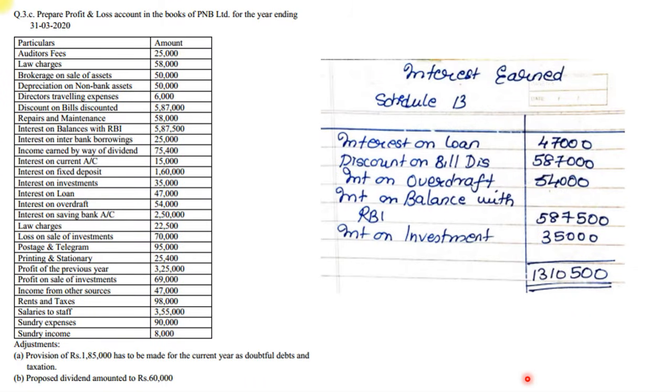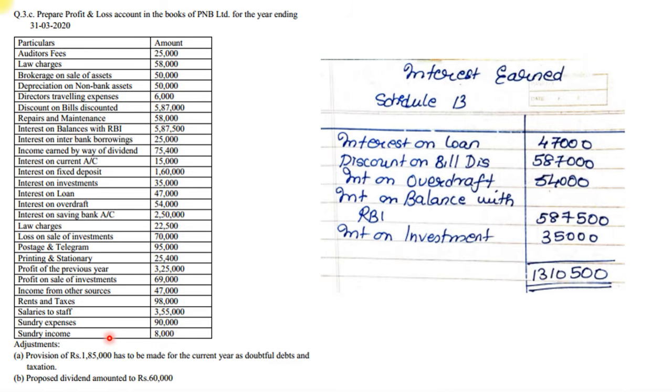The next one was a lengthier sum. It was given: prepare profit and loss account in the books of PNB Limited for the year ending 31st March 2020. They are giving you auditor's fees, law charges, brokerage, depreciation, director's traveling expense, discount on bills discounted, repairs, interest on balance with RBI, interest on interbank borrowing, income earned, interest on current, interest on fixed, interest on investment, interest on loan, overdraft, saving, loss on sale of investment, postage, printing, profit of the previous year, profit on sale, income from other sources, rent and taxes, salary to staff, sundry expense and sundry income.